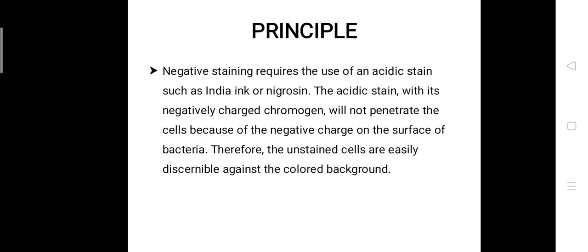Now, this negative staining requires an acidic dye such as Indian ink or nigrosin, and this is an acidic stain. This means that the stain readily gives up a hydrogen ion, that is a proton, and the chromophore of the dye becomes negatively charged. Since the surface of most bacterial cells is negatively charged, the cell surface tends to repel the stain. The glass of the slide will stain, but the bacterial cells will not stain. Therefore, the bacteria show up as a clear spot against a dark background.